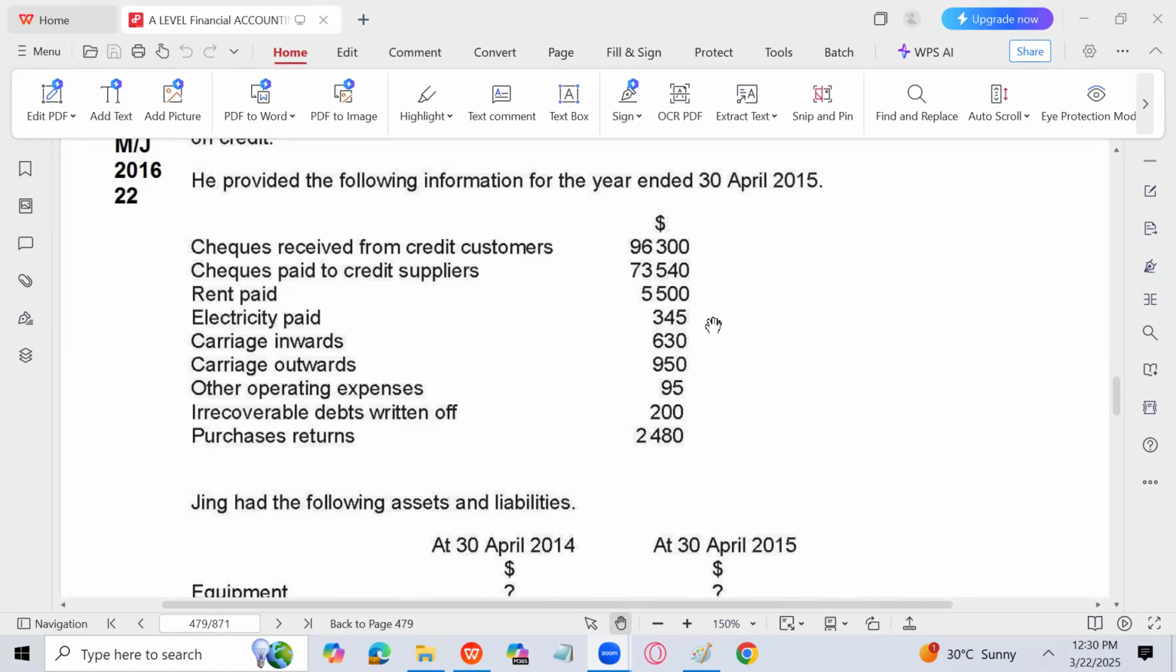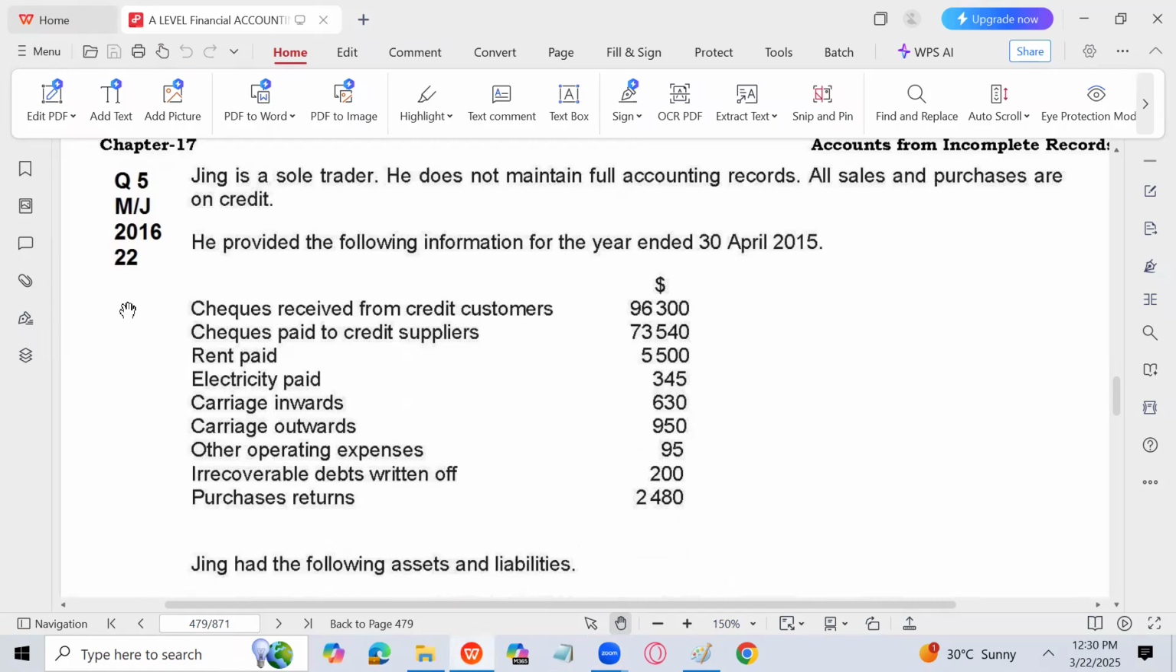So we are solving a question from AS Accounting incomplete records, right? AS Accounting from incomplete records. This question has come in May/June 2016, Paper 22, so in our variant it has come. So let's study the question.